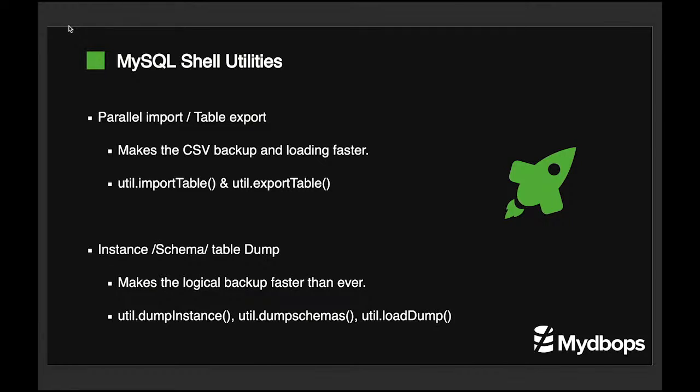If you do a huge CSV file loading, it is considered as a single huge transaction. What this tool does is split it internally and then load it inside, and they load it in parallel. You can control the number of parallel threads, and that makes the data loading faster when you have a CSV kind of file. And there is one more thing, which is the instance, schema or table dump.